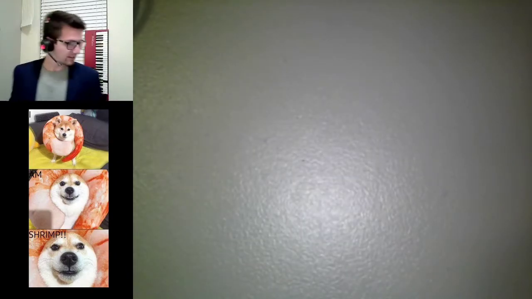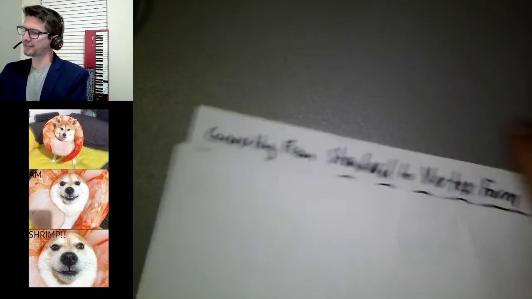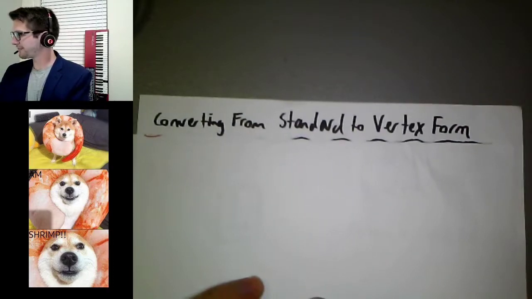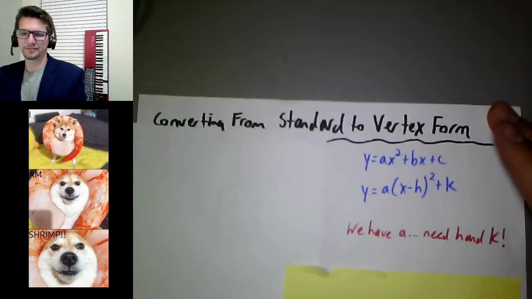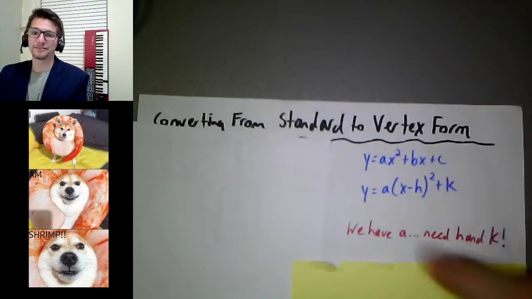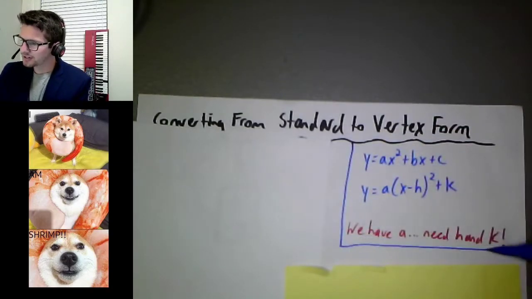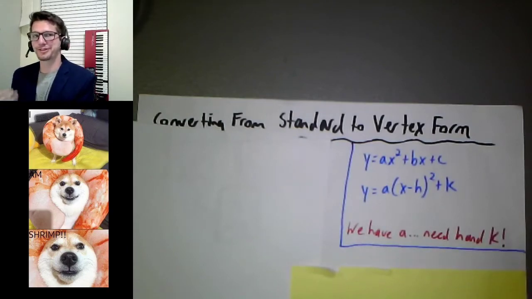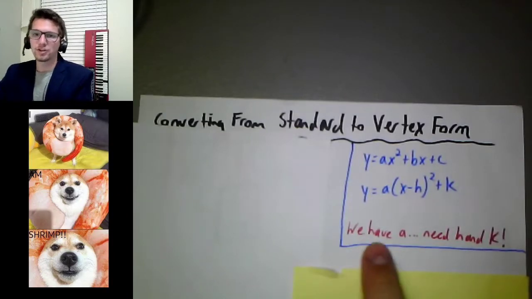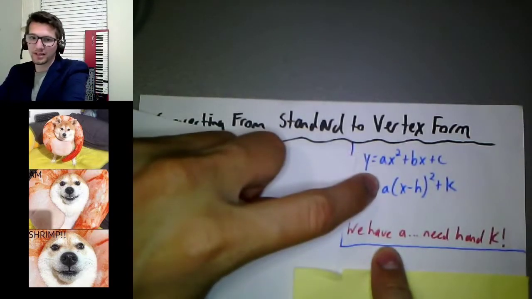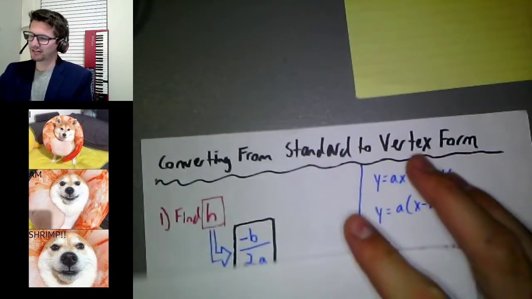So, get my cover sheet. First things first, on converting from standard to vertex form, I've got to hide my notes from you. First I'm going to have this little legend up here. I'm going to box it off, just so I can see what I'm working with. I would like to see my equations. So we have an a already. What we need is an h and a k. So let's figure out how to find them.